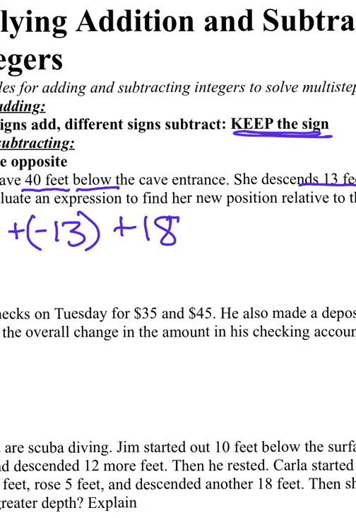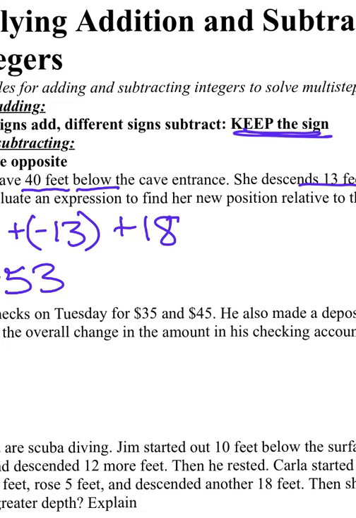Okay, so now we use our rules that we just talked about up above. When adding, same signs add, different signs subtract, keep your signs. So if we look, we have a negative 40 plus 13. We're going to work left to right. What's a negative 40 plus 13? Negative 50.